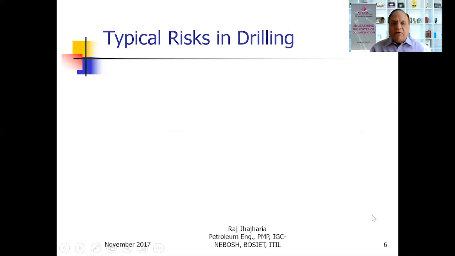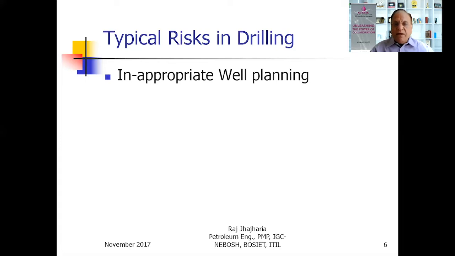Now let's look at the drilling. What are the typical risks in drilling? So you have done the exploration, you found an area which is potentially containing oil and gas. Now you want to do some more confirmation so that you can figure out whether it is potential and whether you can commercially go ahead with the production. So you do the drilling. And what are the risks?